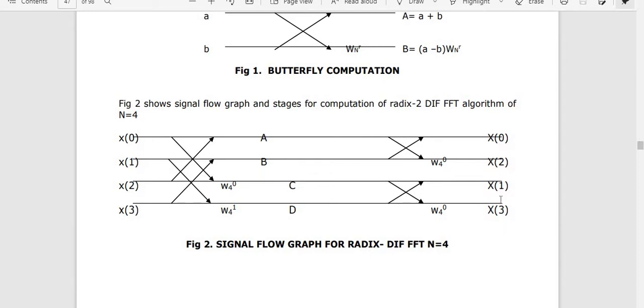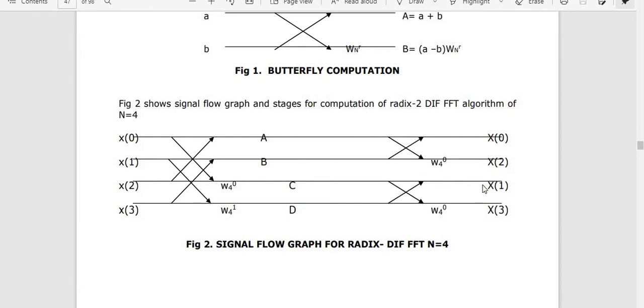Likewise, for the stage 2, what I can write? For X of 0, I can write this A, capital A plus capital B. Directly I'll get X of 0. For X of 2, what I can write? A minus B, because whenever we get the weighting sequence, that indicates it's a feedback. So X of 2, I can write A minus B, W4 power 0. So that point I can mention there.